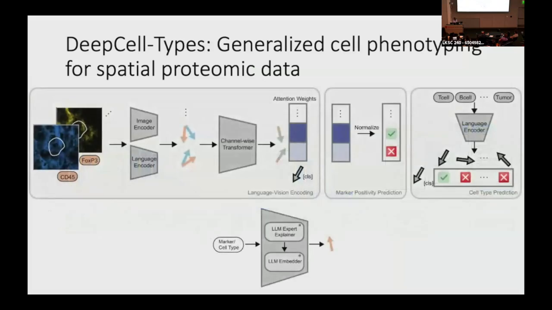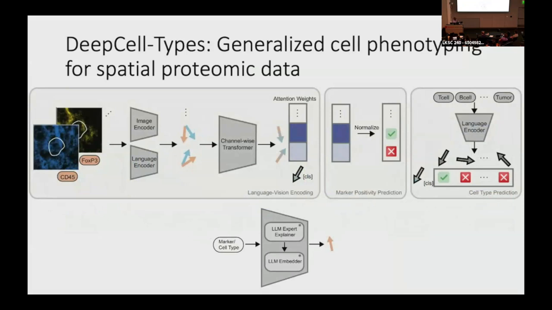And with this data set, we've been able to develop this model called Deep Cell Types, which is a language-informed vision model for doing cell phenotyping. And roughly the way this works is, you take your images of each stain as well as the name for each stain. The images for each stain get passed through an image encoder.